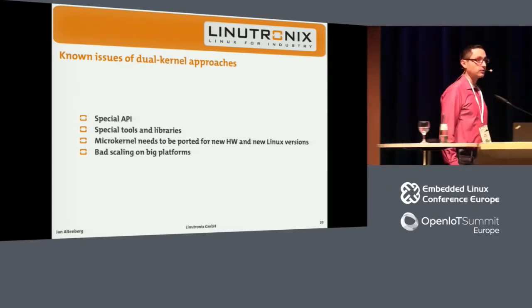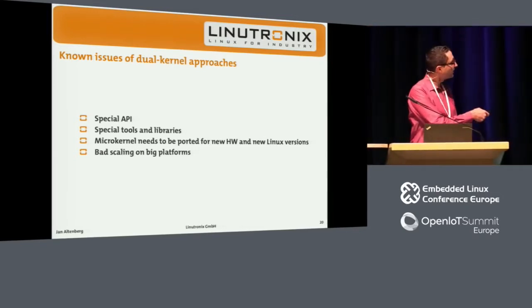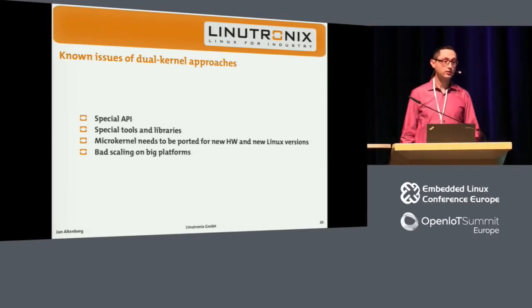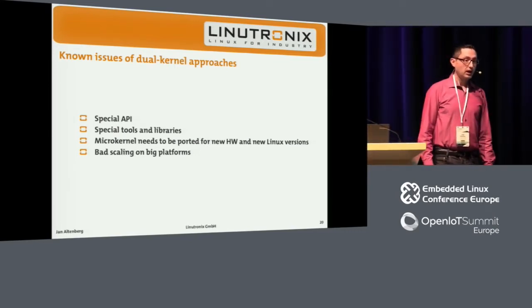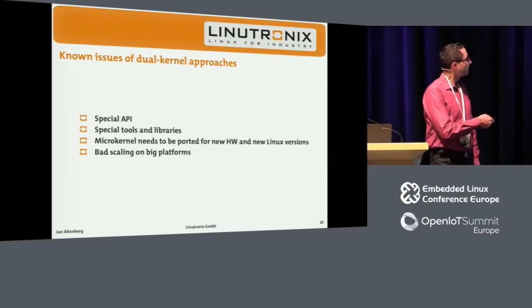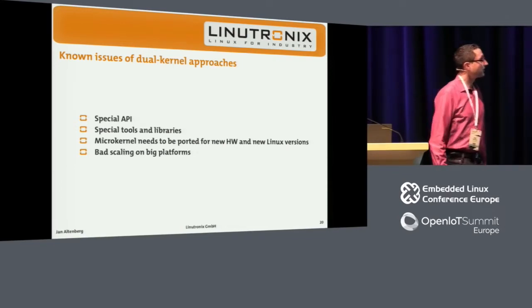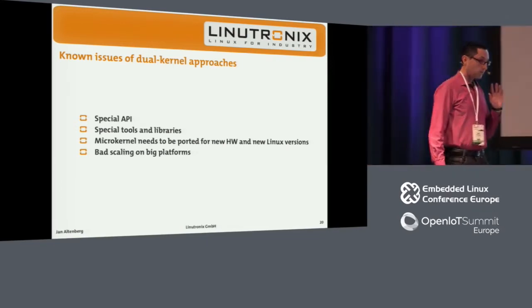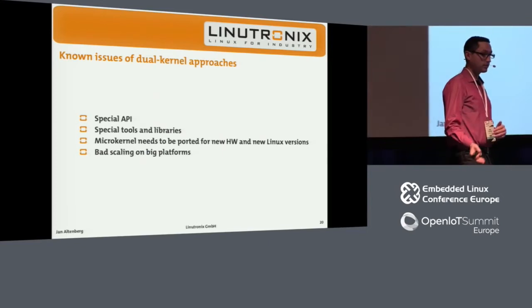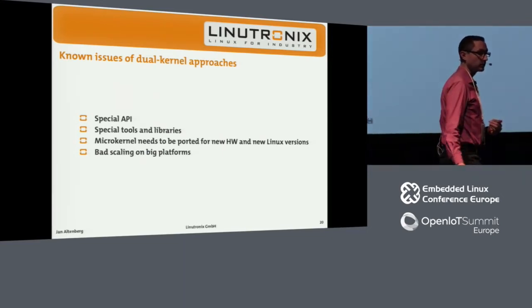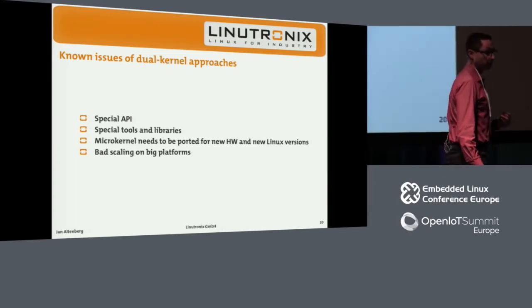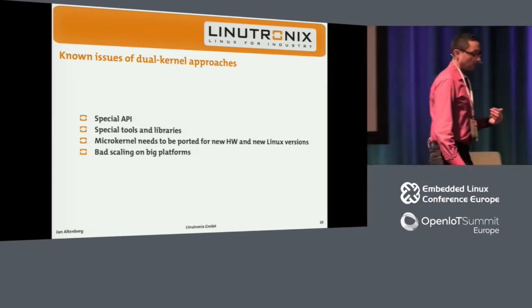but we have a couple of drawbacks. So we've got a special API, special libraries you have to link against. So this is basically one drawback we have. Well, special tools and libraries. We need to maintain a microkernel and the hardware abstraction layer. So basically, you're usually a step behind the Linux development. So this is also a big issue with these approaches.